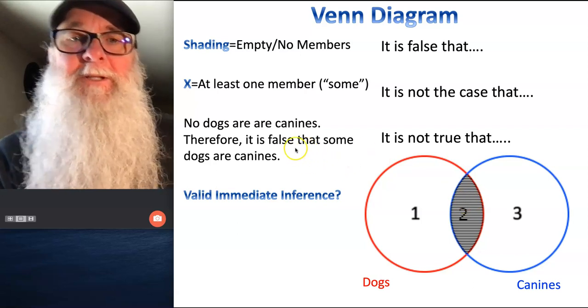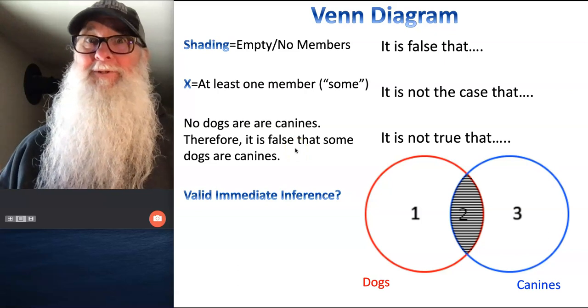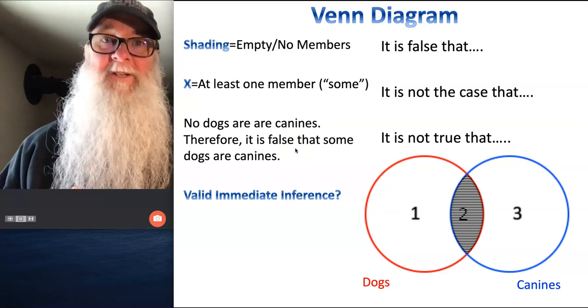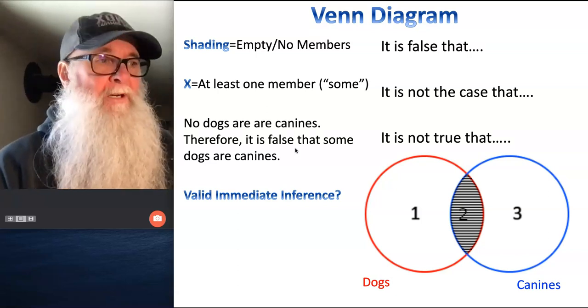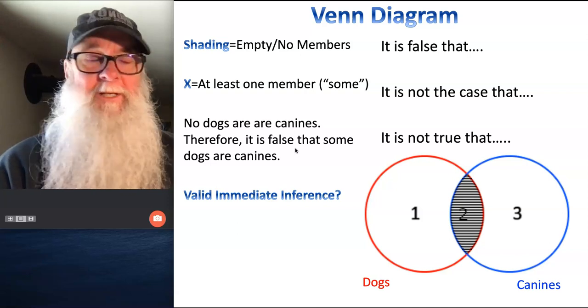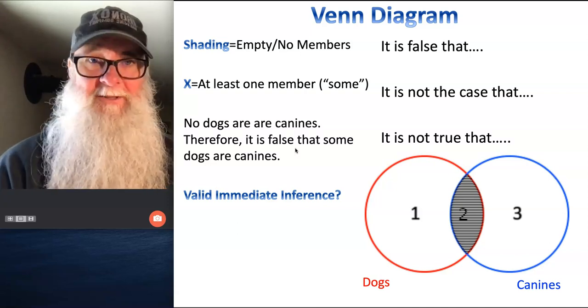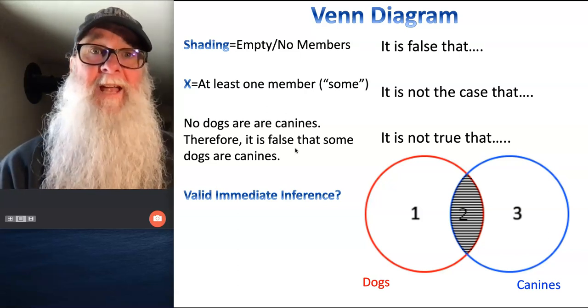That means that the conclusion statement, it's false that some dogs are canines, is a true statement. It's true that it's false. And this Venn diagram shows that. So the Venn diagram is showing that when the premise statement is assumed to be true, the conclusion, some dogs are canines, has to be false. It has to be true that it's false. And that shows that this argument is valid.